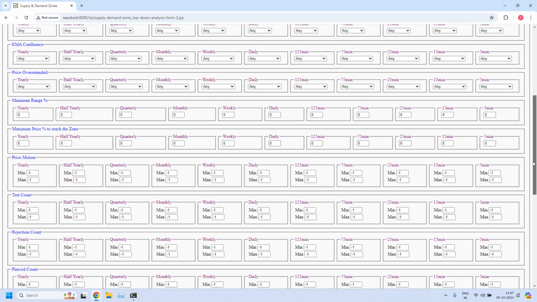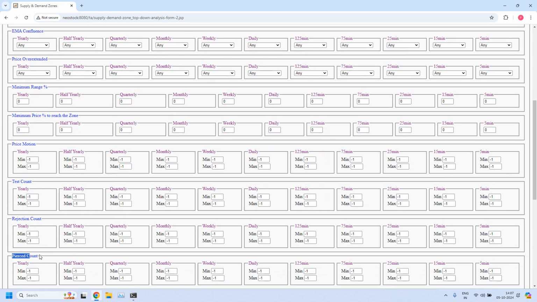So this is the pierced count column. At the entry time frame, that is daily, you always need to set minimum value 0, maximum value 0. That means pierced count should be 0. Pierced count 0 means the zone is not pierced.